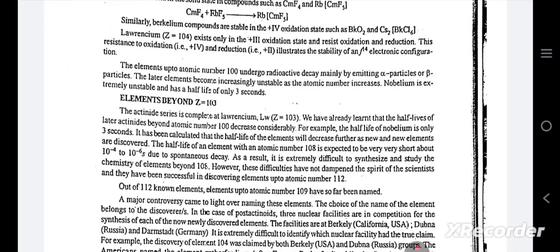Lawrencium exists only in the +3 oxidation state and resists oxidation and reduction. This resistance to oxidation and reduction illustrates the stability of an f14 electronic configuration ion. The elements up to atomic number 100 undergo radioactive decay mainly by emitting alpha particles or beta particles. The later elements become increasingly unstable as the atomic number increases. Nobelium is extremely unstable and has a half-life of only 3 seconds.